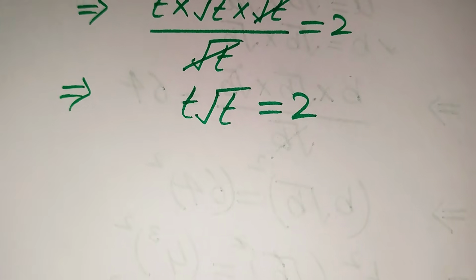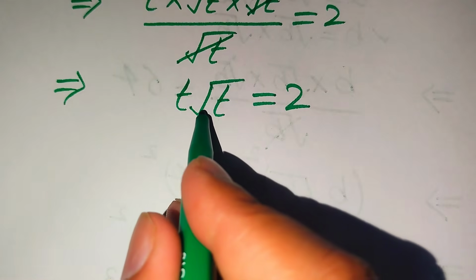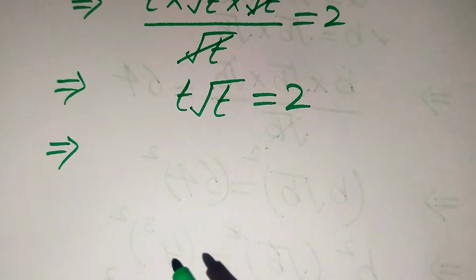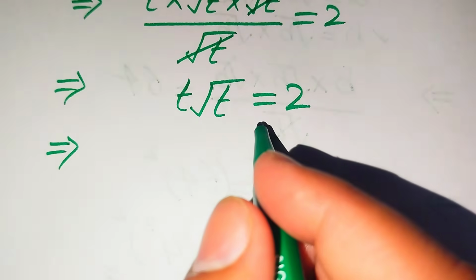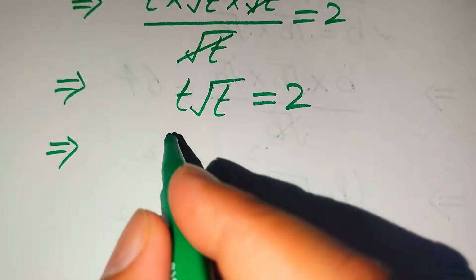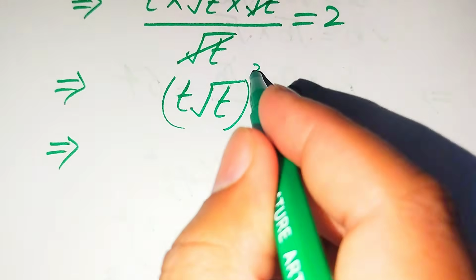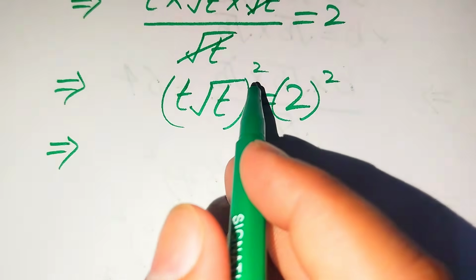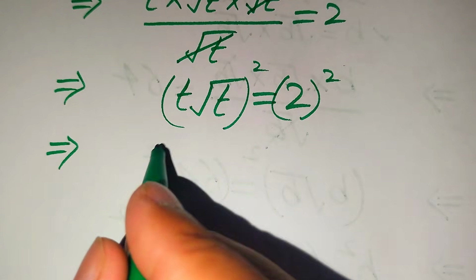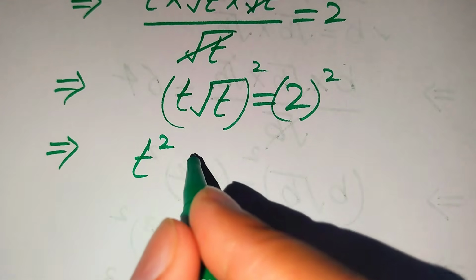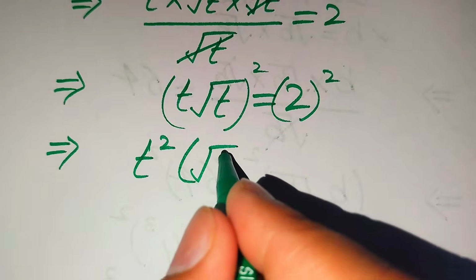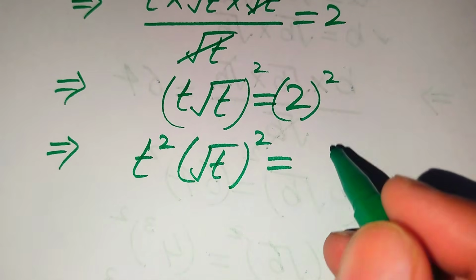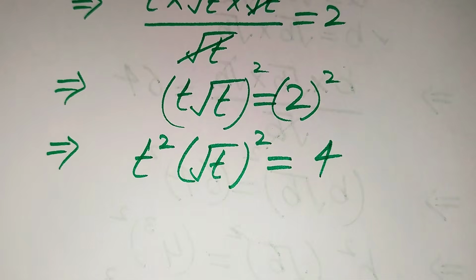And further, in the next step we need to remove the square root sign. For this we will apply squaring on both sides. So we write the square of this term, and in the same pattern the square of this term. Now we apply this square separately on both of these values, and it becomes t squared times the square root of t, whole squared, equals 2 squared, and 2 squared becomes 4.